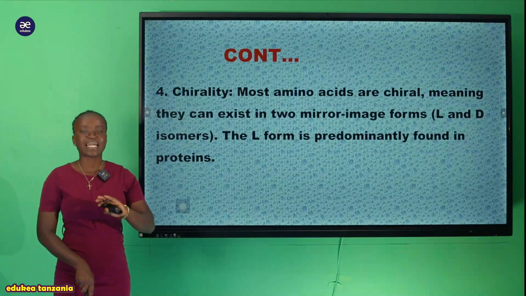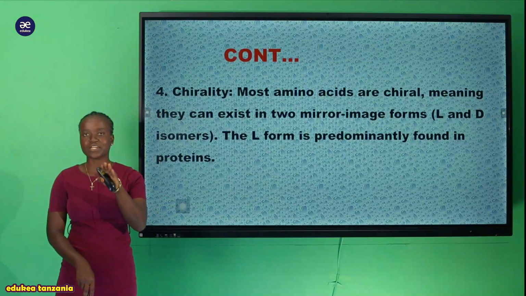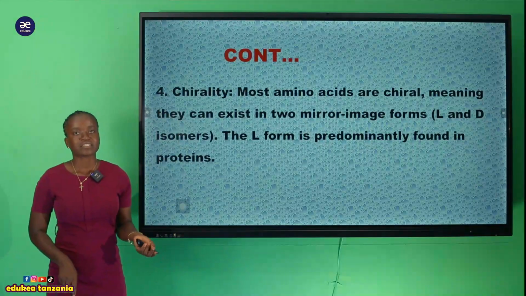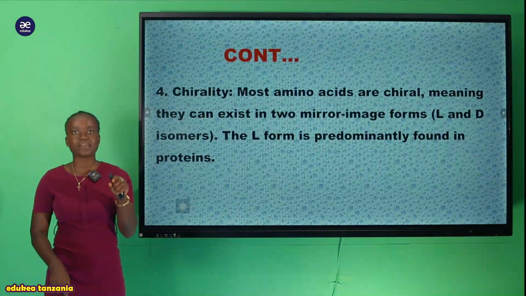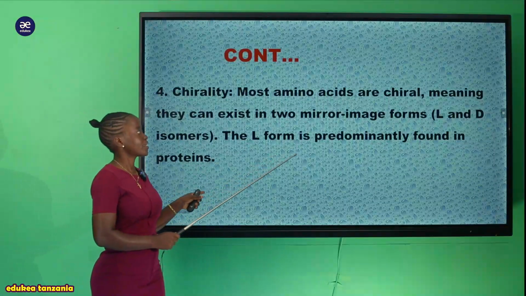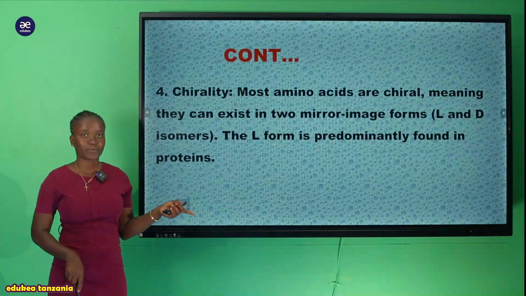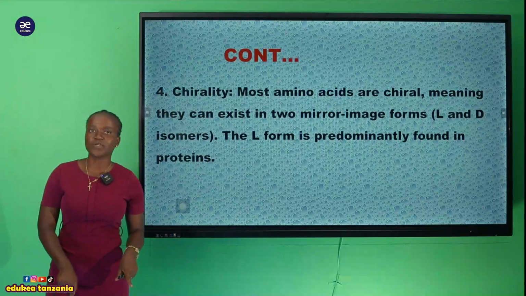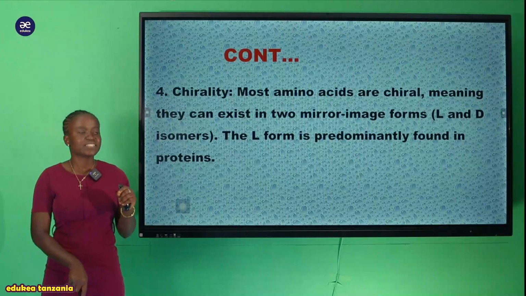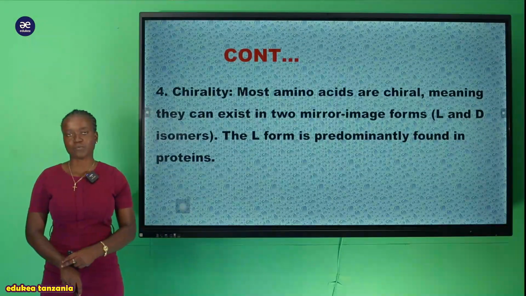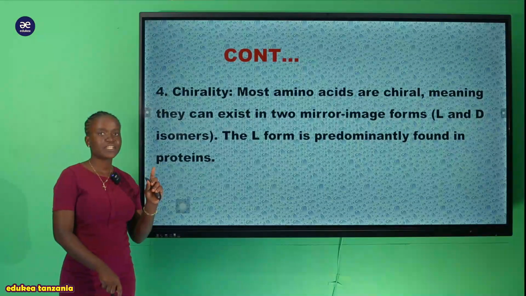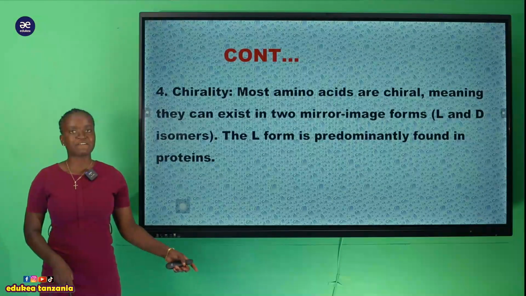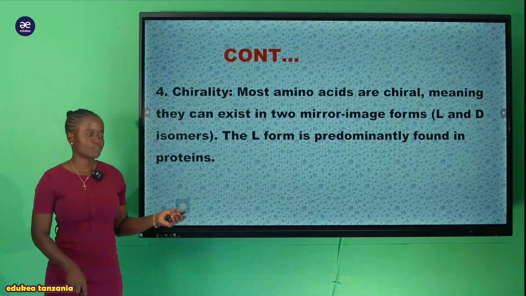Sasa kuna different kinds of chirality which exist in different kinds of molecules. Kuna hii L and D isomer. Protein yenyewe ina exist kwenye L form, which is predominantly found in proteins. So the isomer of a protein is the L form, which is very dominant. So that is a characteristic of the protein.